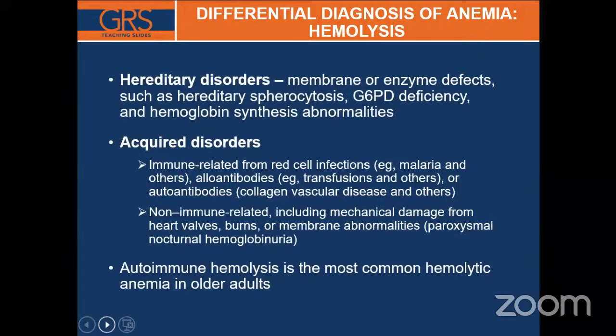Acquired disorders are either immune related, from RBC infection like malaria or others, autoantibodies or alloantibodies during transfusion, and autoantibodies like in collagen vascular diseases. The non-immune related include mechanical damage, like from heart valves or burns, or membrane abnormalities like paroxysmal nocturnal hemoglobinuria. Finally, autoimmune hemolysis is the most common hemolytic anemia in older adults. Next slide, please.